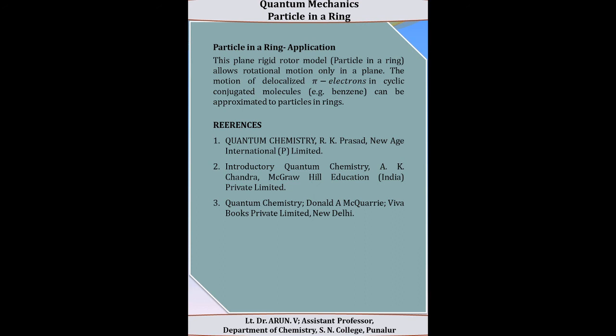We have to mention one application of the particle in a ring model, that is, the plane rigid rotor model. The particle in a ring model allows the rotational motion only in one plane. The motion of delocalized pi electrons in a cyclic conjugated system, for example benzene, can be approximated to the particle in a ring system.